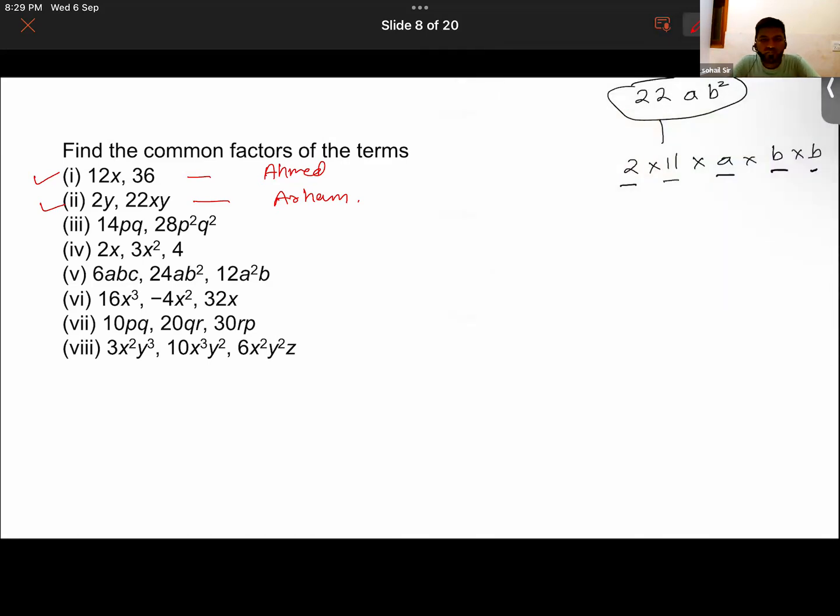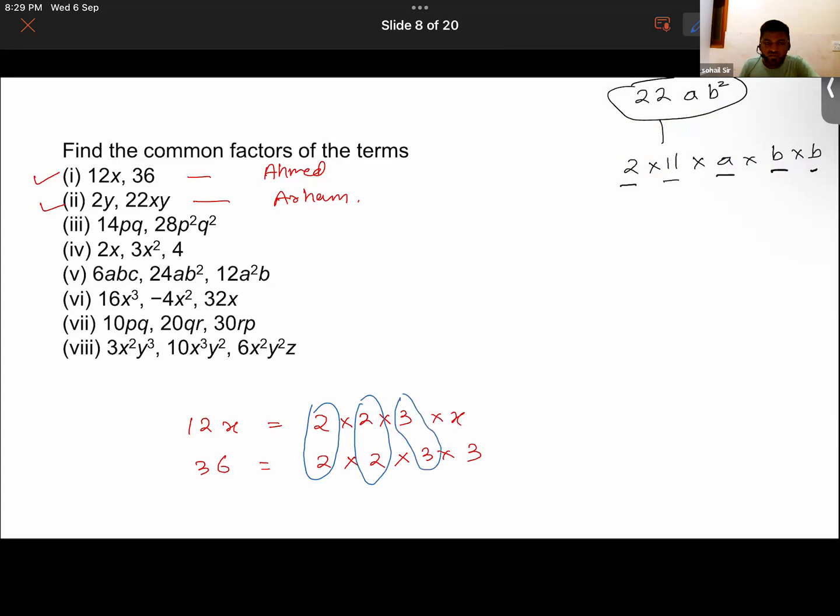Is the answer 6 into 2 into x? Okay, let's check it out. 12x and 36. So you break it like this: 2 into 2 into 3 into x. Then 36 is 2 into 2, 4, 4 into 3 into 3. So find the common factors in the two. This 2 is common, this 2 is common, and this 3 is common. Now x and 3, we leave them because they are not the same here.